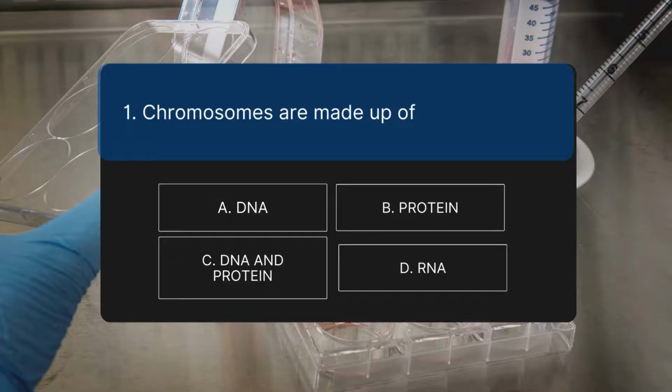First question, chromosomes are made up of option A DNA, option B protein, option C DNA and protein, and option D RNA. And the correct answer is option C, DNA and protein. DNA is packed in the form of chromosomes. The double helix structure of DNA gets wrapped around the proteins called histones, which further wrap around themselves and then form chromosomes. So, chromosomes are made up of DNA and proteins called histones.